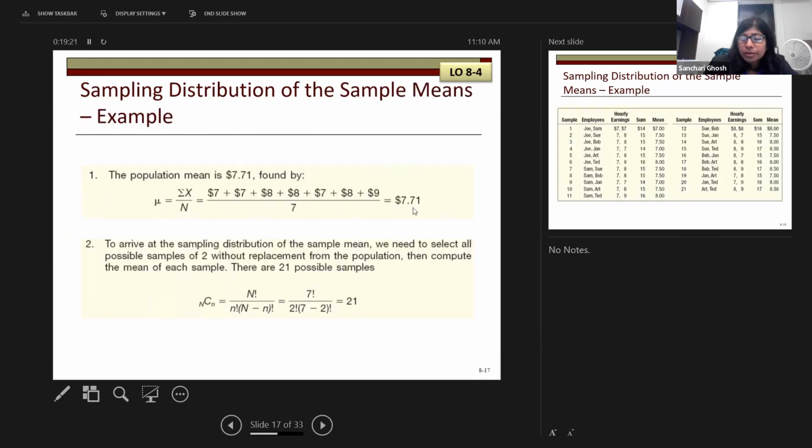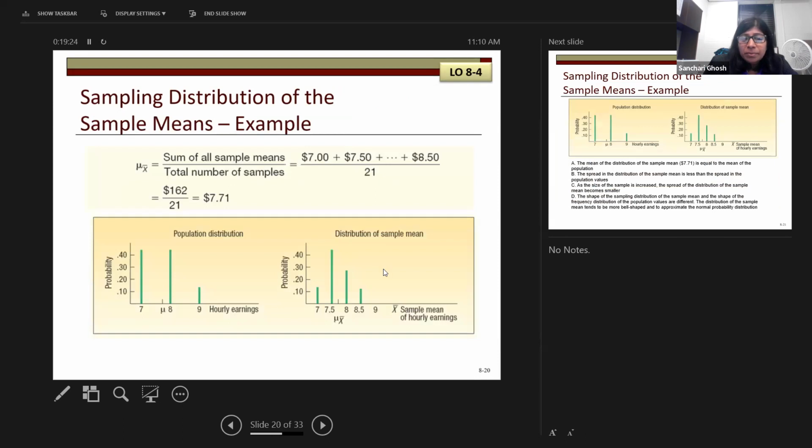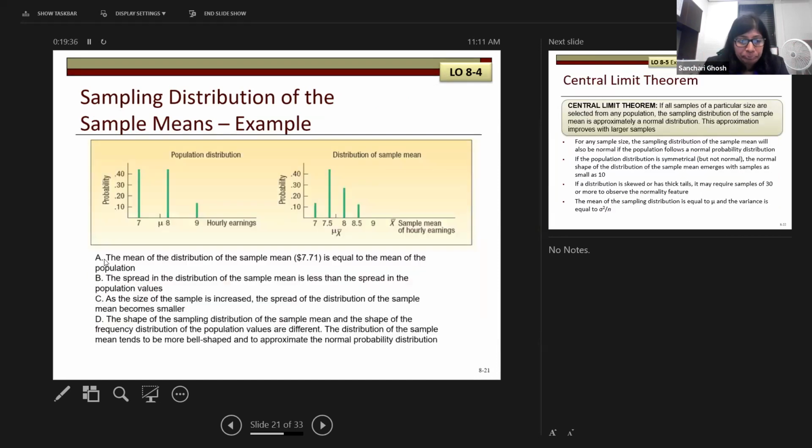Remember, this distribution was almost like the population distribution. You really did not have to sample it. The population mean would have been a good estimate here, since you had just 7 employees. But if you compare the distributions, the spread in the distribution of the sample mean is less than the spread in the population values. That means it's much more concentrated here. There are no multiple modes like in the population distribution, and the frequency is higher in the middle. Not bell-shaped as such, but approximately bell-shaped.